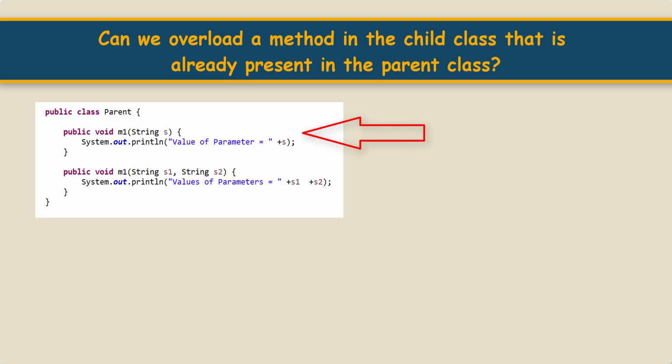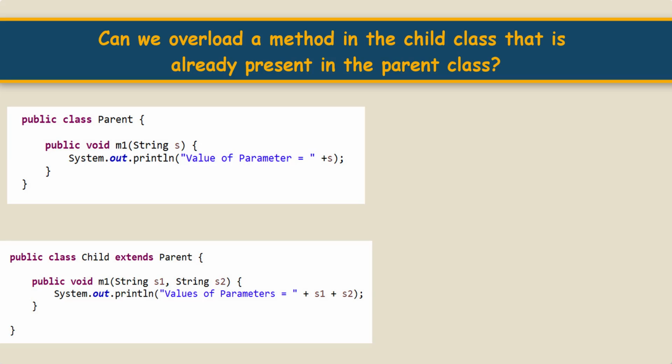Example, in this parent class I have this m1 method expecting one string parameter. So in order to overload this m1 method, I will have to use a different type of parameter or a different number of parameters or their order has to be different, right? So I can write public void m1 again in the bracket string s1 comma string s2. Okay, here I have increased the number of parameters. So this I can write in the parent class or the same I can write in the child class also.